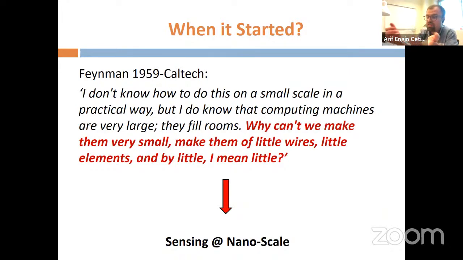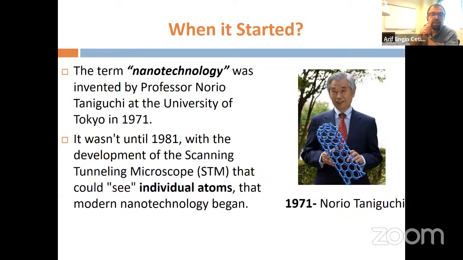So he's talking about how the physical phenomena known at that time could change when we look at those phenomena in nanometer scale. So nanotechnology was found or invented by Professor Norio Taniguchi at the University of Tokyo in 1971.